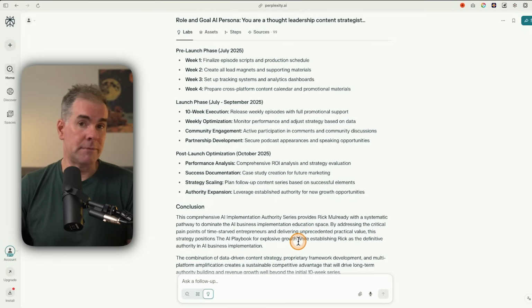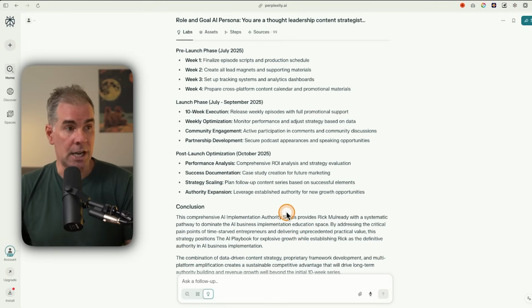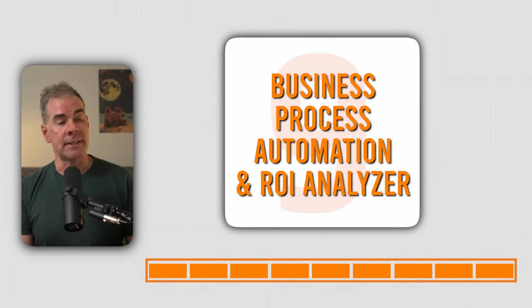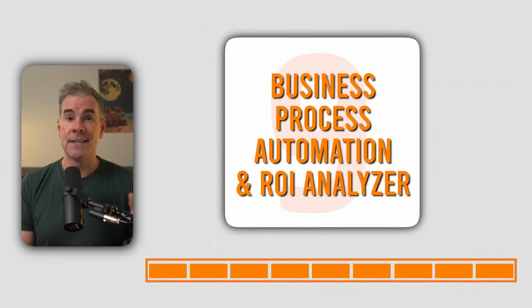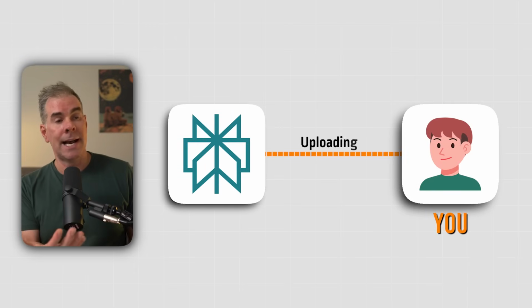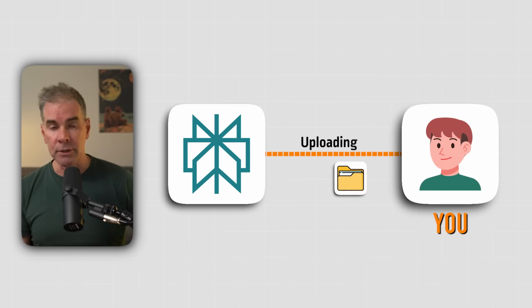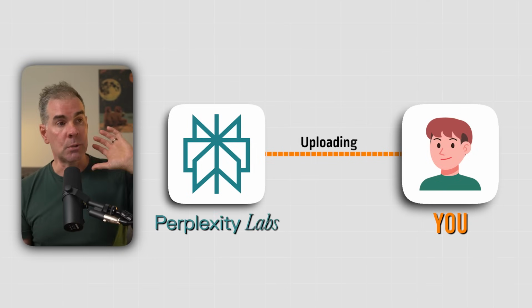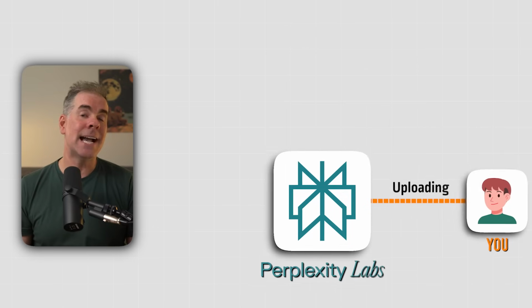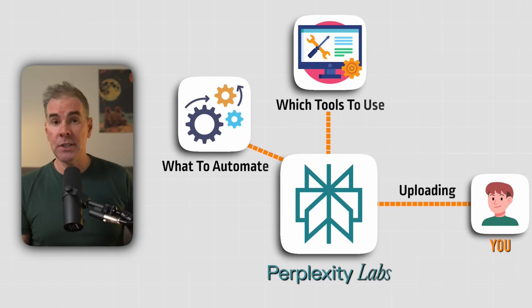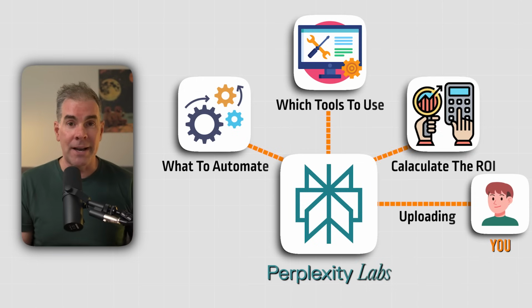And as you can see from previous use cases here in the video, it'll do a really good job with it. And for this use case, we're going to use Perplexity Labs to help us create a business process automation analyzer. Essentially, we can upload our business processes, our SOPs, what our processes are to do, workflows in the business, et cetera, into Perplexity Labs. And we can ask it, it will help us identify exactly what to automate, which tools to use, and also calculate the ROI of automating these types of things. This is a game changer if you are overwhelmed in your business.